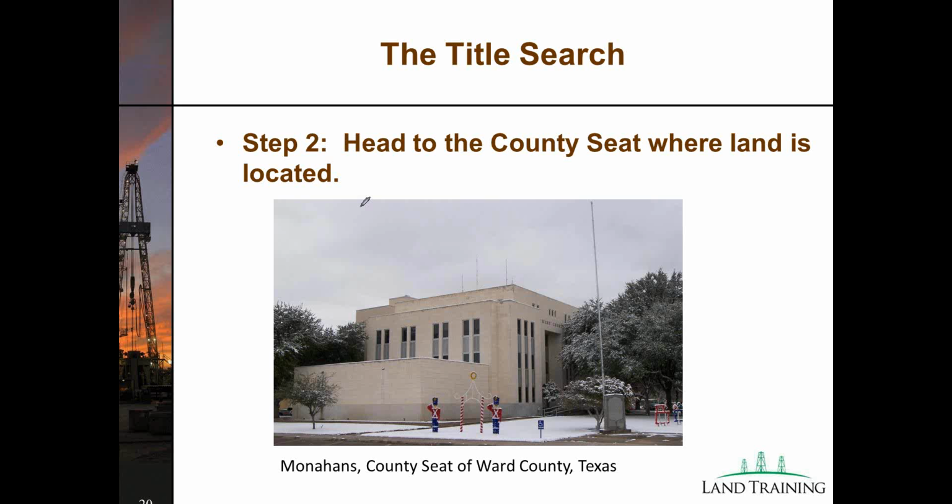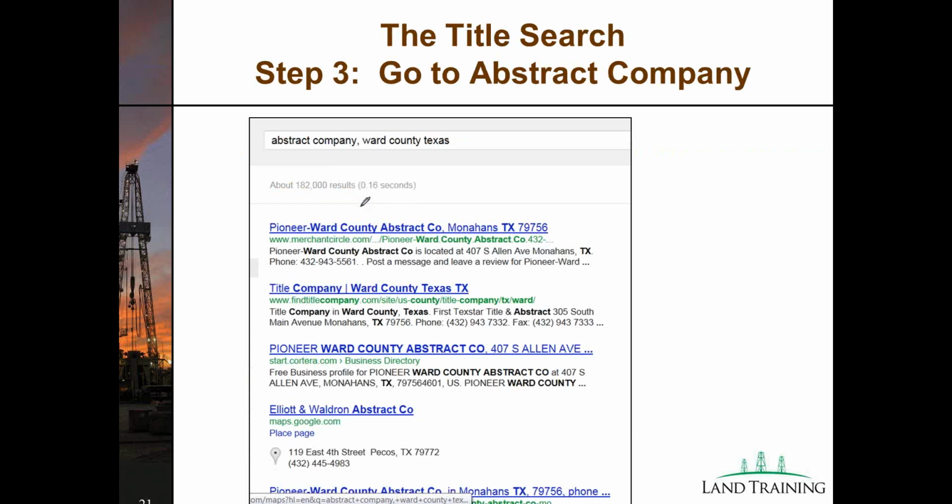Okay, so how do we find that abstract company? Again, I'm just going to do a Google search: abstract company, Ward County, Texas. Now, if you have a broker, he may know that in Ward County he prefers to do business with Elliott and Waldron Abstract Company. And then it'll give you the physical location. Now you know where the abstract company is.